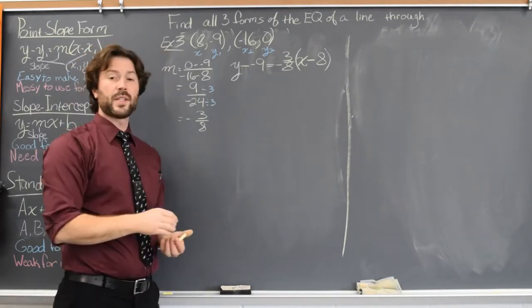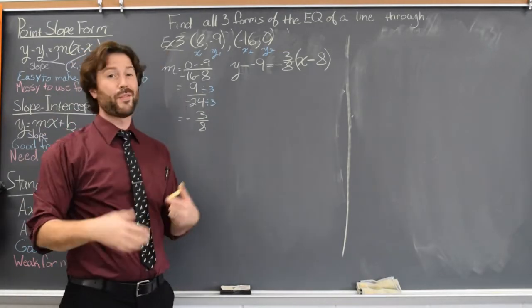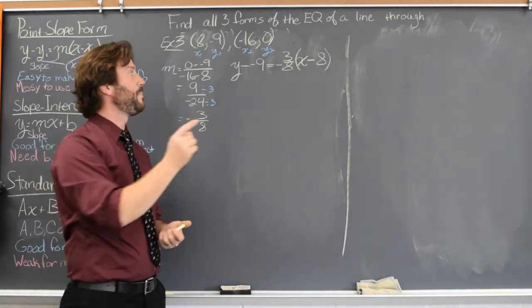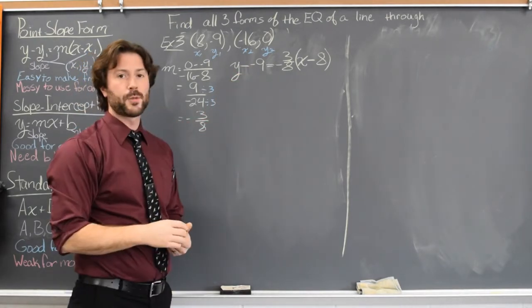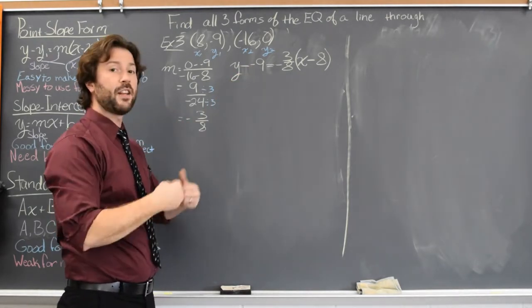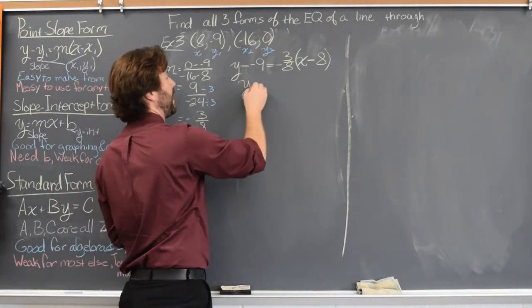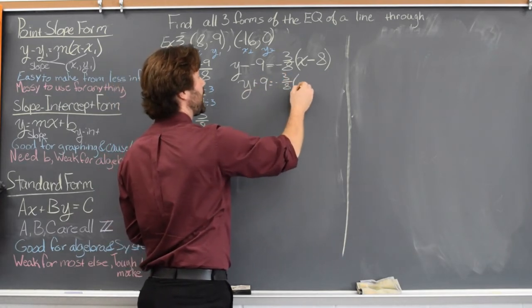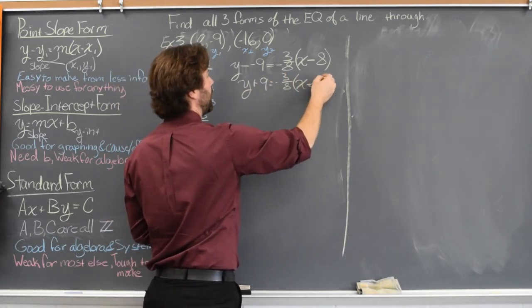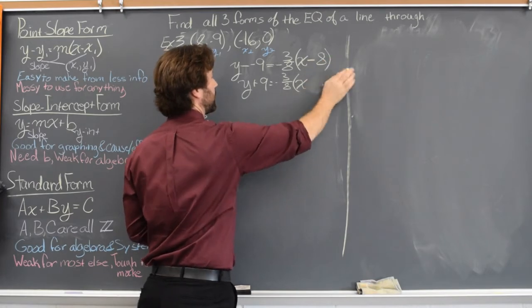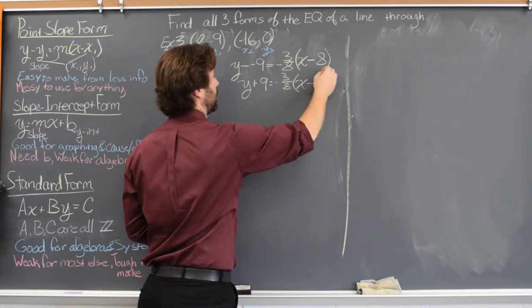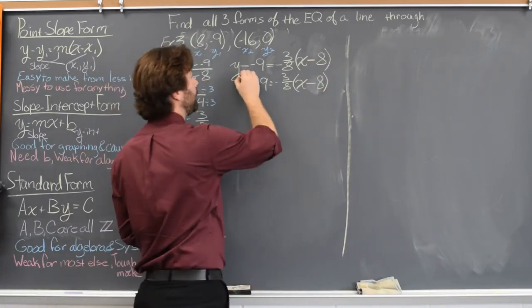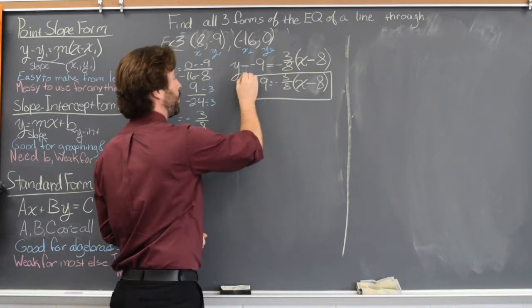Now this is just about set to be listed as point slope form. In fact, it is in point slope form, but we don't like to keep two operators back to back. So that minus a negative becomes plus, and we'll have y plus 9 equals negative 3/8 times the quantity x minus 8. And here we go, point slope form.